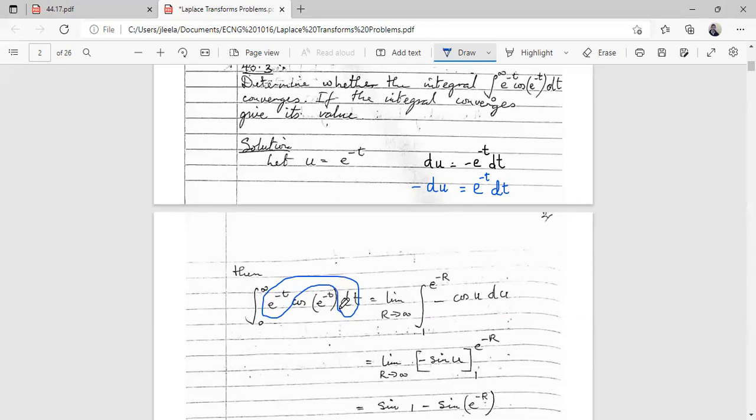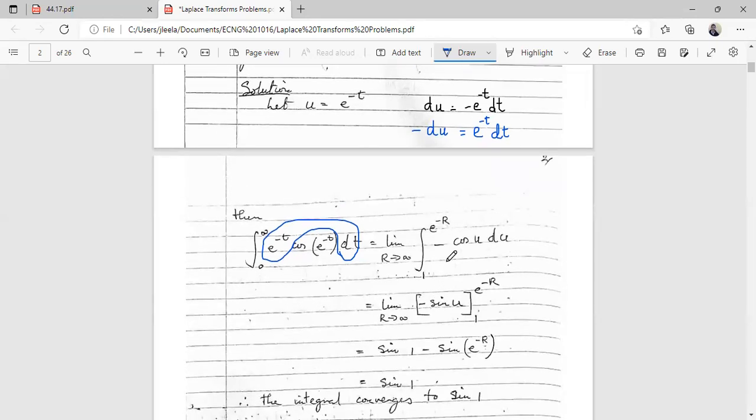Right, if you put them side by side here, that will be minus du, and this will be cos u. So you have minus cos u du. And your upper limit here now, remember, is infinity, but u is e to the minus t. So you have to replace the upper limit with e to the minus r, because you're taking the limit as r approaches infinity. And the lower limit would be 1, right? Because e to the 0, anything to the 0 is 1, right?